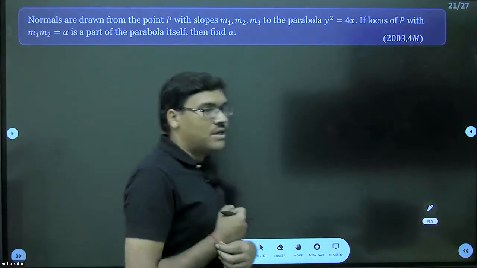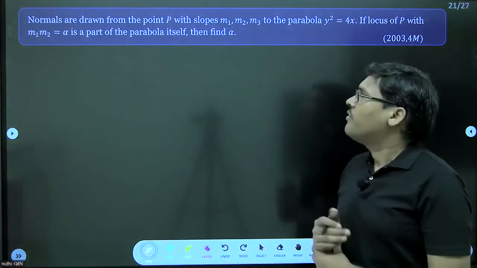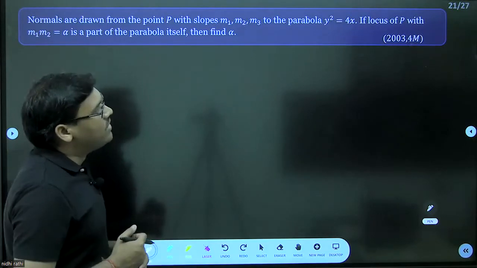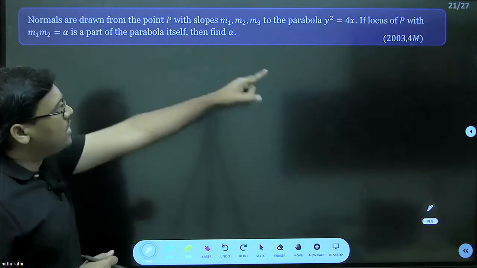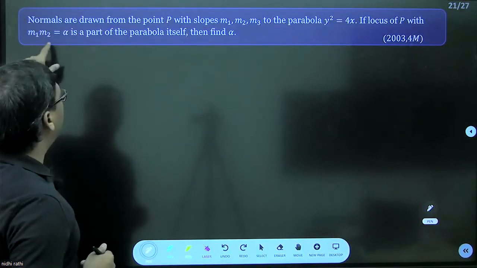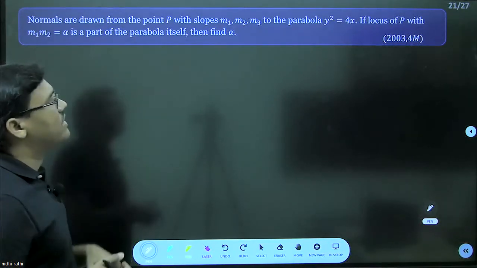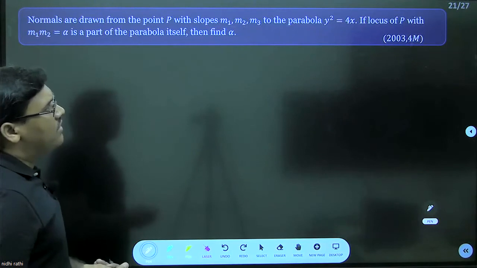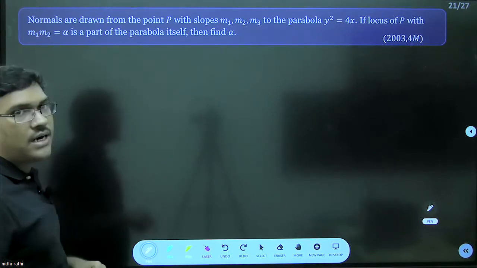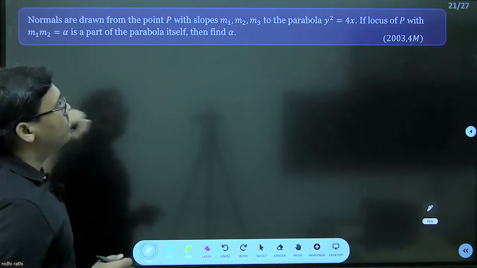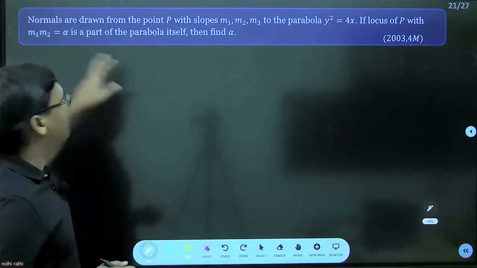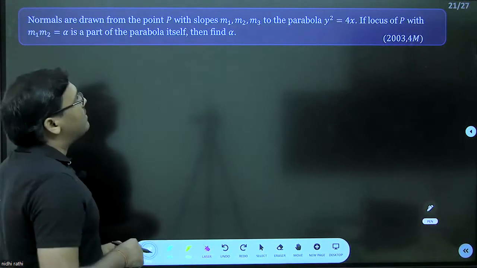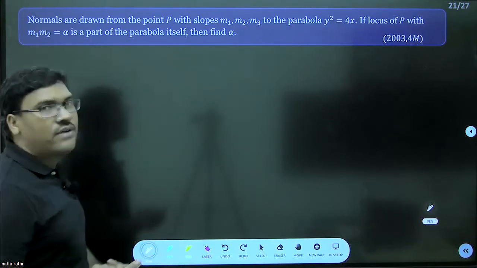Normals are drawn from the point P with slopes m1, m2, m3 to this parabola. The locus of point P with m1 m2 equal to alpha is a part of the parabola itself. Then find the value of alpha. So basically, the locus of P under the condition that the product of slopes of normals m1 m2 is alpha is a part of the parabola itself. Okay, so what is the value of alpha?